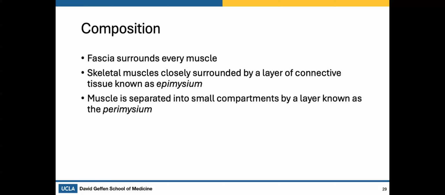Composition. Around skeletal muscles contains what's known as fascia, and it surrounds every muscle in the body. These skeletal muscles are also closely surrounded by a layer of connective tissue called epimysium. And muscles are separated into small compartments by a layer known as the perimysium. Just a few words that you should be aware of.